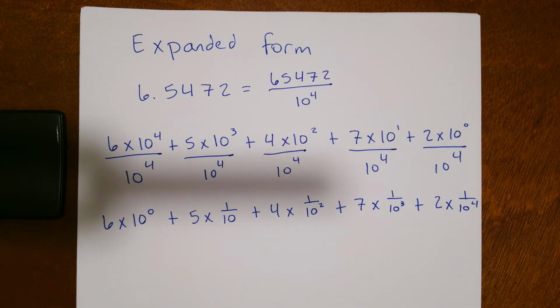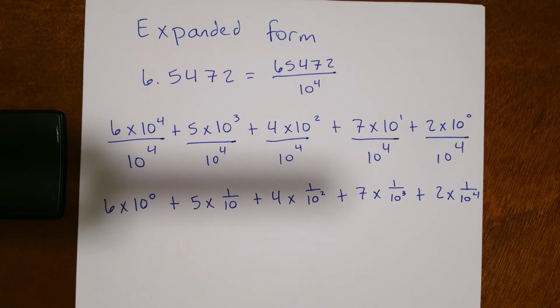Depending on grade level, you may see it like this. We can keep going, carrying on. What does 1 over 10, 1 over 10 squared, 1 over 10 cubed, 1 over 10 to the 4th look like? We know what 10 to the 1st, 10 squared, 10 to the 3rd, 10 to the 4th multiplied by a number tells us. If I had 4 times 10 squared, I know that would be 4 in the hundreds place, so I would have 400.